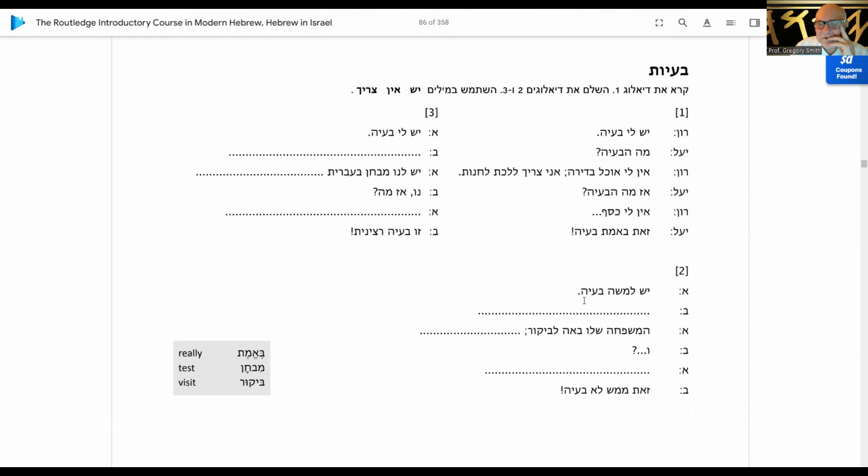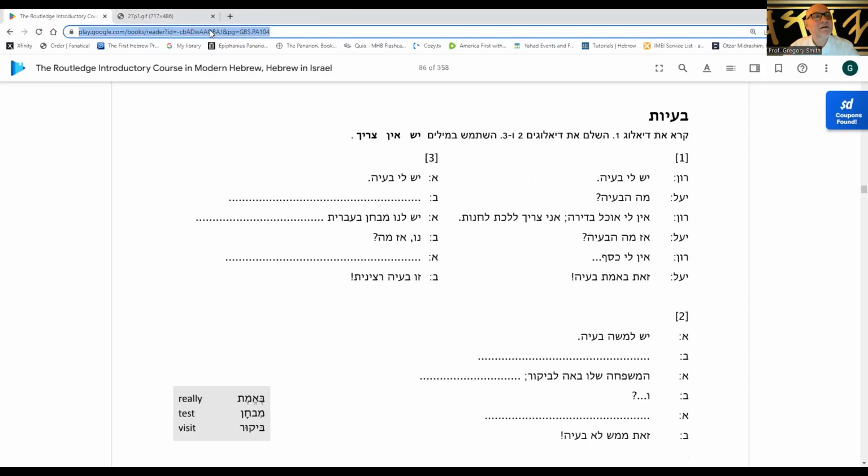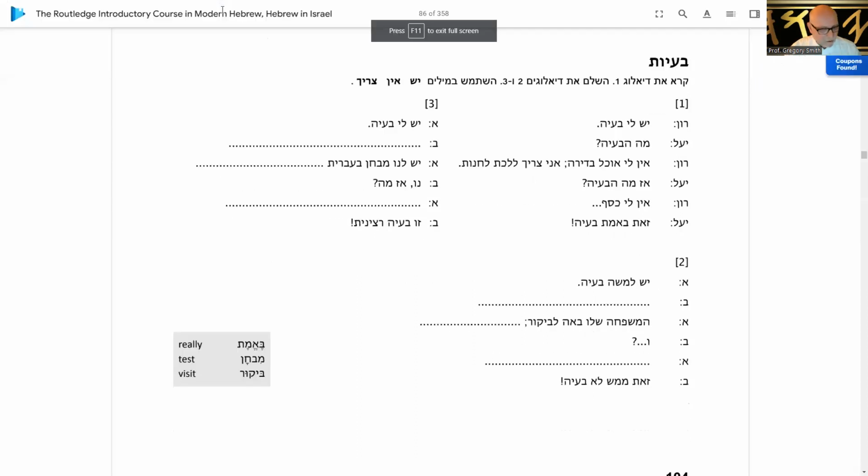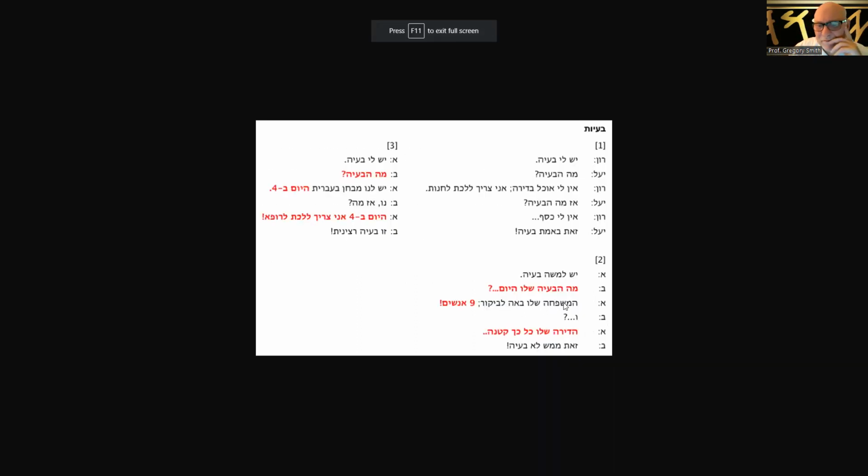So yesh la Moshe ba'iyah. Okay, so there is to Moses a problem. In other words, let me take a look at the answer key. I don't want to spend a bunch of time just stumbling over trying to figure out what's going on here. And maybe I can figure out whether it does relate to the top one. Okay, so ma ba'iyah shalo hayom. Let's see, what is the problem? Oh, interesting.